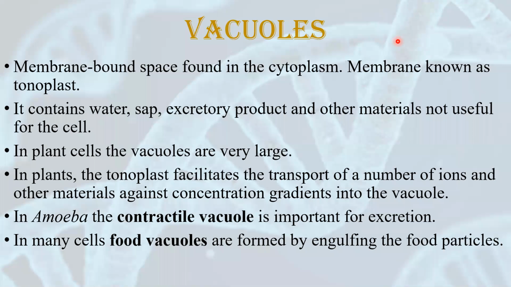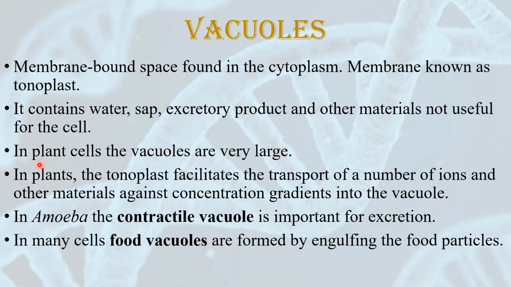Next organelles are vacuoles. Vacuoles are membrane-bound spaces which are found in the cytoplasm. They are simply space, or we can say they are storage houses for storing water, any sap, fluid, excretory product, or any other material which is not useful for the cell at that time. And they will be stored inside vacuoles. The membrane of the vacuole is known as tonoplast.